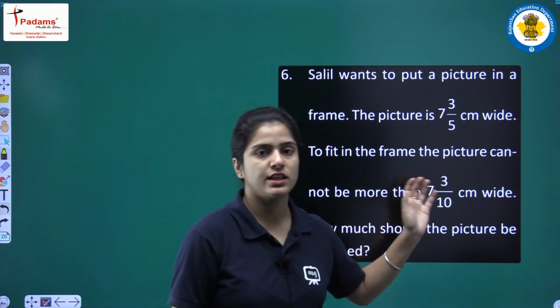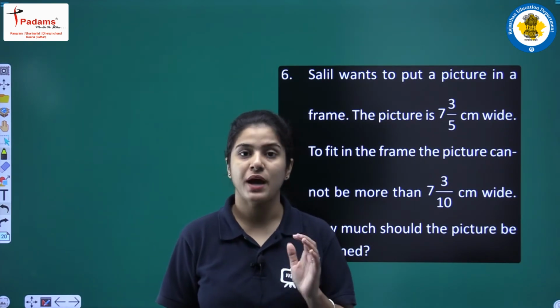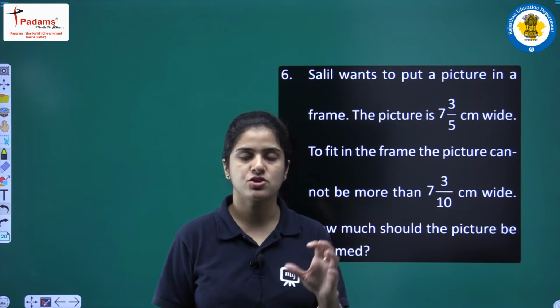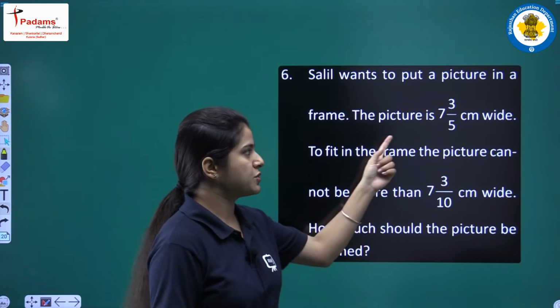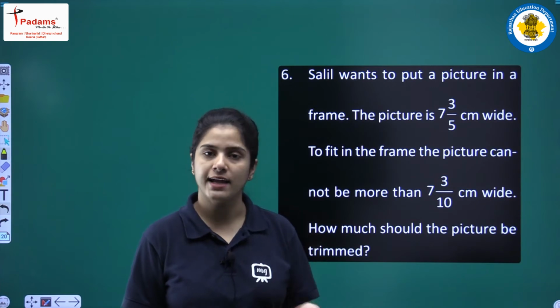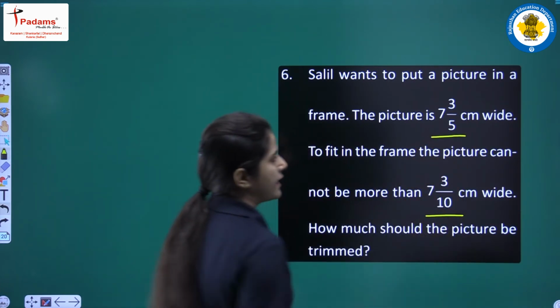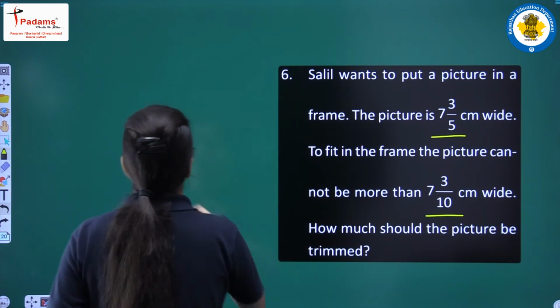The width of the picture and the width of the frame. So if you want to fit the picture into the frame, you have to make that fit according to the frame, right? The picture's dimensions must equal the frame. So we have to subtract these two, and for subtracting these two, you have to make them like fractions, okay. So firstly, we'll make these two like fractions by converting them into improper fractions, okay.